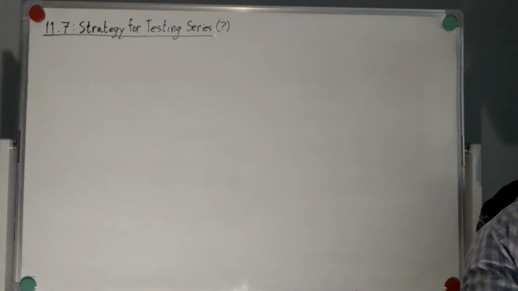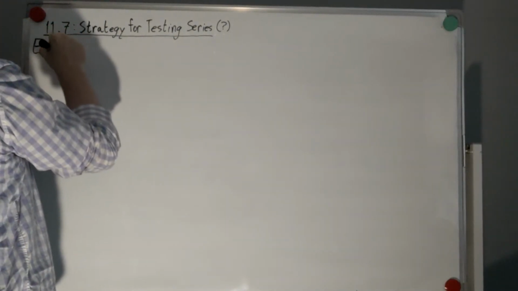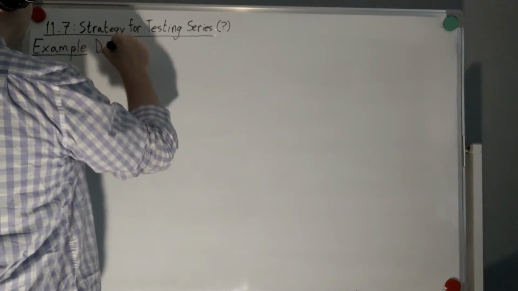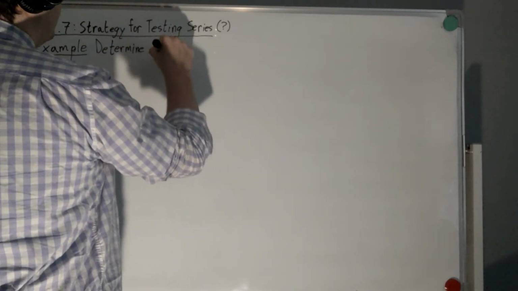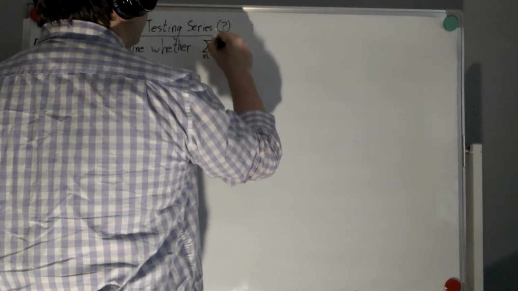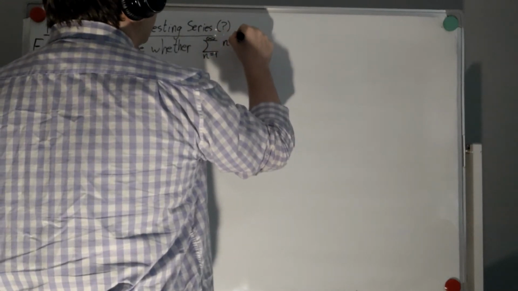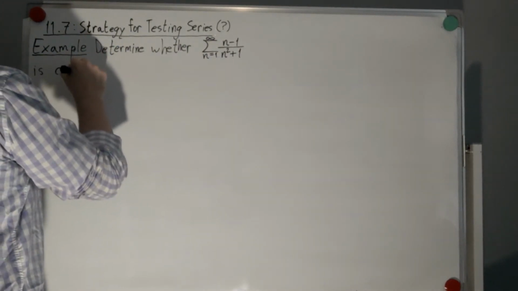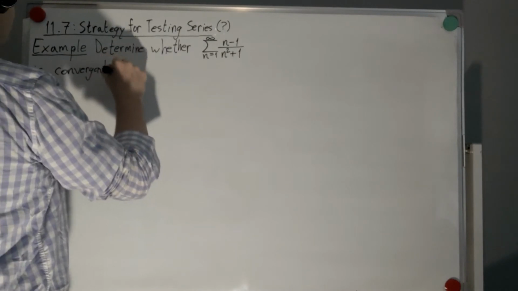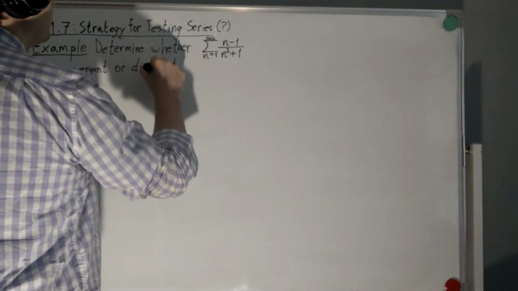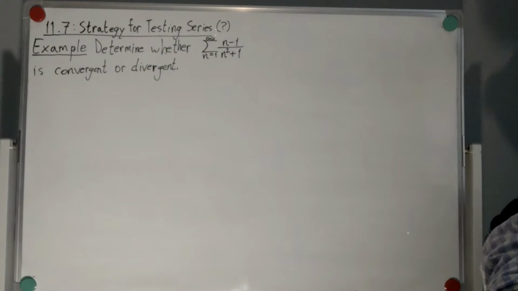All right, so I'm going to determine whether the series sum from n equals 1 to infinity of n minus 1 over n squared plus 1 is convergent or divergent. I did get that right, didn't I? Yeah, seems so.